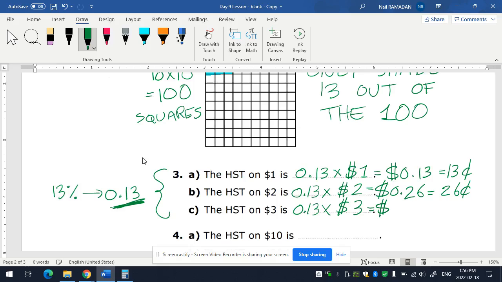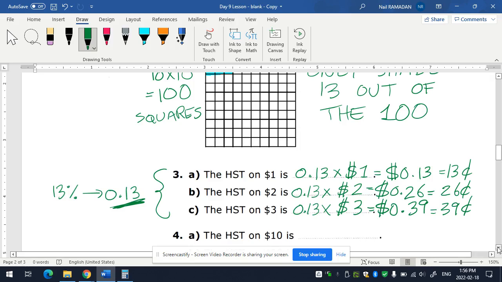Does anyone know what's 3 times 13? 0.39. Yeah, every time you add $1 to the mix, you are just adding 13 cents of tax. Everyone, I'm going to say it again. It's helpful a little bit. Every time you add $1 to the price of the item, you are just adding 13 cents to the eventual tax you're going to pay on it.